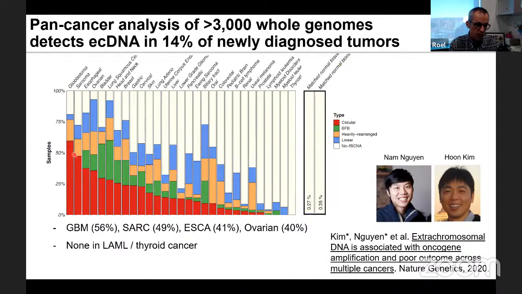where the fraction in red represents the fraction of tumor samples in a given tumor type with circular DNA. Indeed, glioblastoma is the tumor type with relatively the highest fraction of samples containing circular DNA. So perhaps it's no surprise that we were finding this in our small study with Anna and Tom. Other tumor types where circular DNA is highly frequently detected include sarcoma, esophageal cancer, and ovarian cancer. We published this work just a few years ago, together with Hoon and Nam at that time, a postdoc in Vinit's lab, shared first authorship.